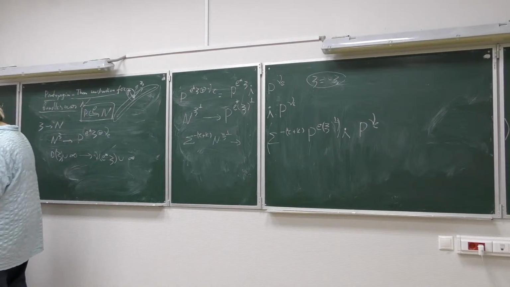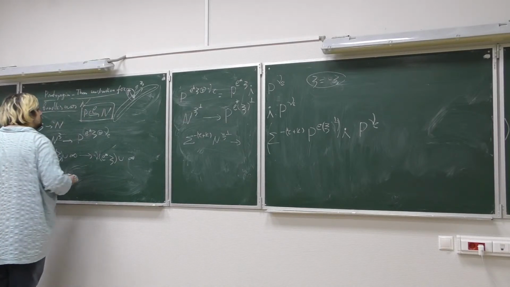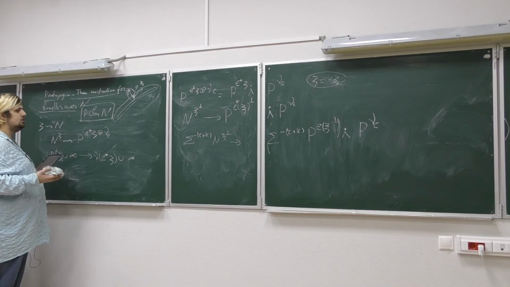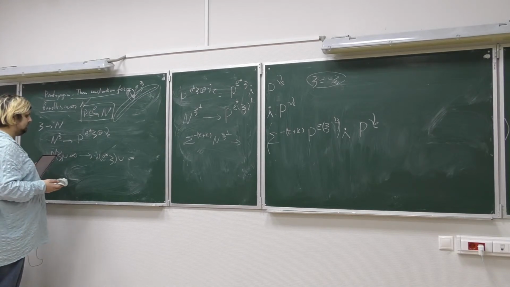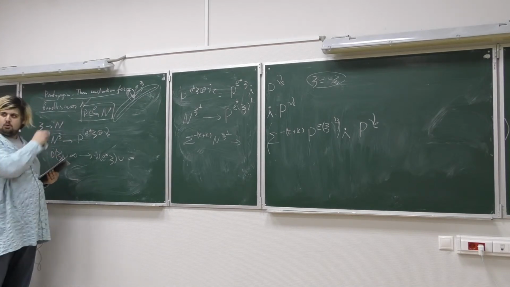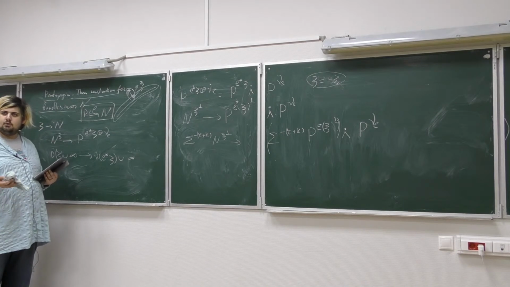Okay, so now I'm ready to give a construction of this spectrum which will give us just Sullivan multiplication. If it's okay, I will erase this board. Okay?